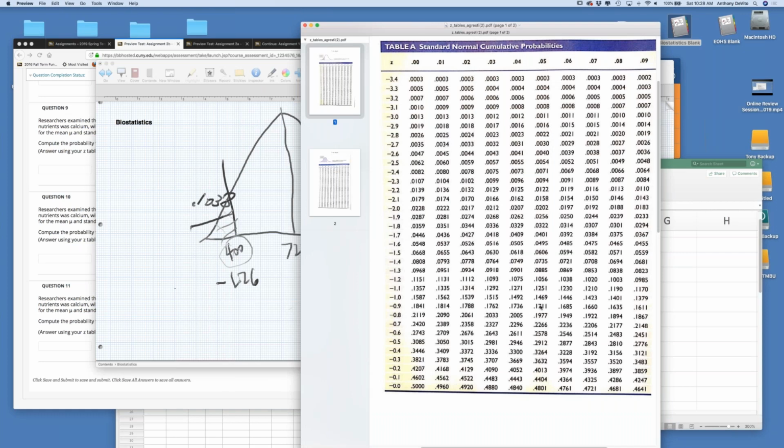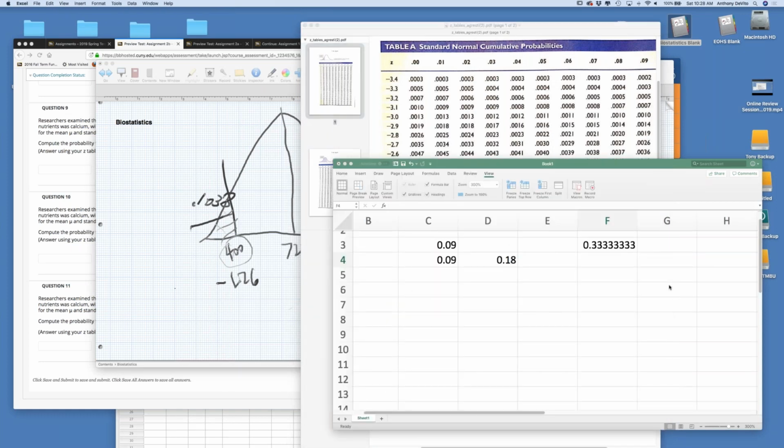Yeah, I got that right. A little bit more than a 10% chance that I would pick someone from this population that had a daily intake of less than 400. Now I can use Excel to do this also.